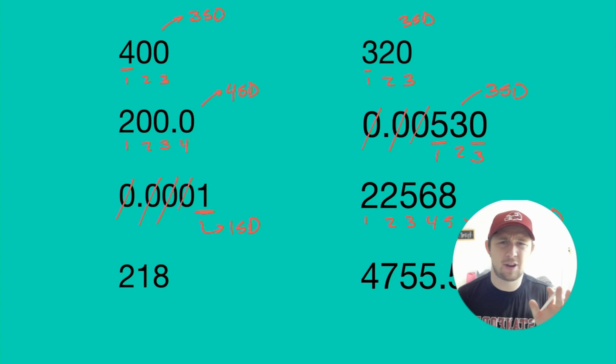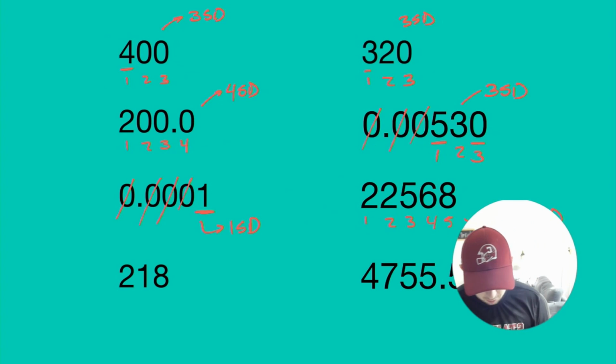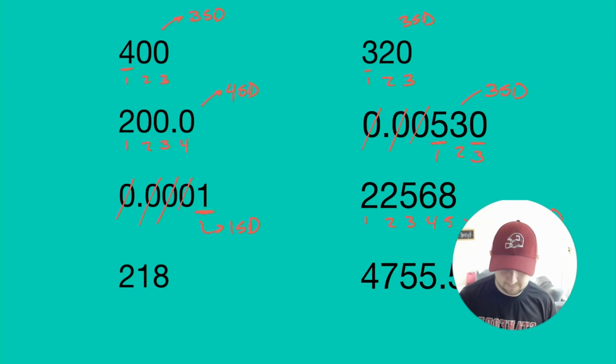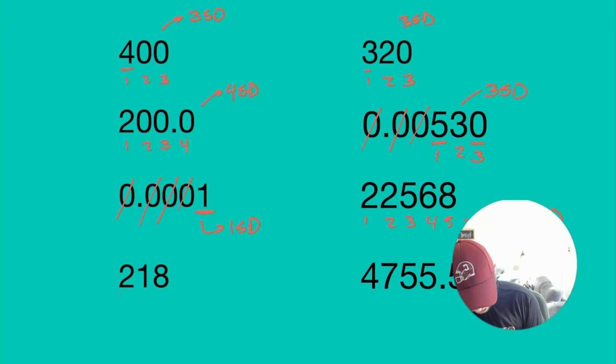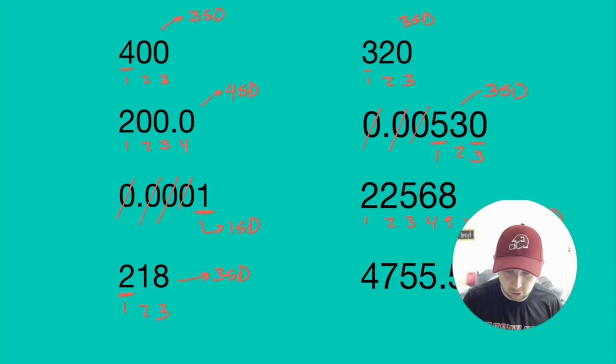We also call this significant figures. We'll call it significant digits for our purposes. But okay, next one here, this 218, go. All right, here we go. Let's try it. Ready? 1, 2, 3. 3 significant digits. Wonderful. All right, and then our final one here, this big guy here.